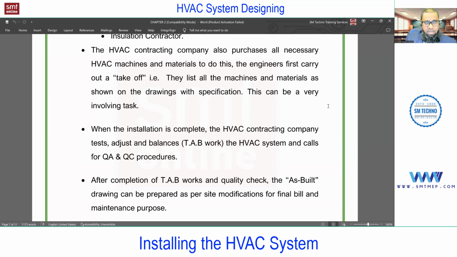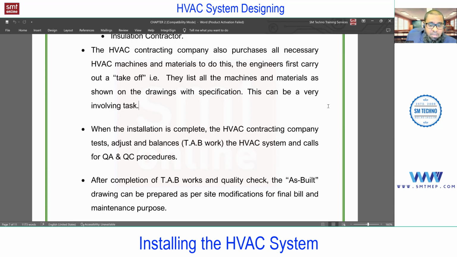For the TAB work, we have a separate society. I forgot that name. BE, Bureau of, I forgot that term. We have a separate society for that TAB work. Anyone remember that one? Okay, I'll get back to you. You'll find a separate society for this TAB work. They are dealing with the research and development for this testing, adjusting, and balancing. I forgot that term. Okay, I've given the instruction.